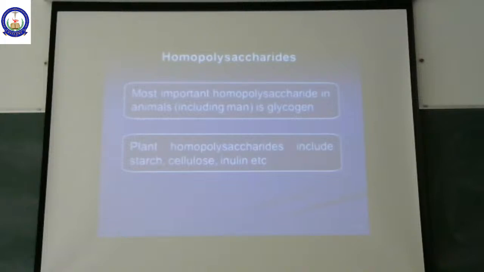When it comes to plant homopolysaccharides, they include starch, cellulose and inulin. These are examples of homopolysaccharides. In animals, glycogen is the major homopolysaccharide, while the plant homopolysaccharides include starch, cellulose and inulin.